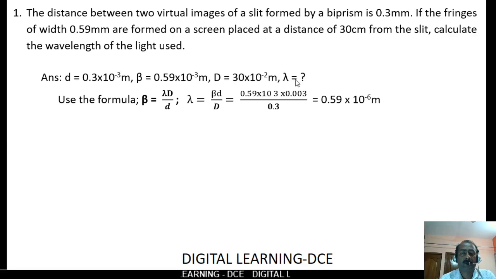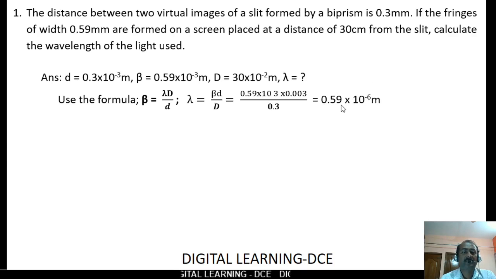Calculate wavelength lambda. For this one, you can use the formula. Fringe width in case of biprism is given by lambda into capital D upon small d. Therefore, for wavelength, you just rearrange this formula. Then lambda equals beta into d upon capital D. Then you substitute the above data in this formula. On further simplification and calculation, you get 0.59 into 10 to the power of minus 6 meter. This is the wavelength of light used.